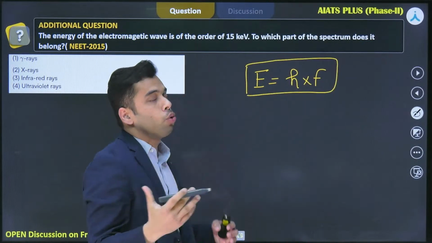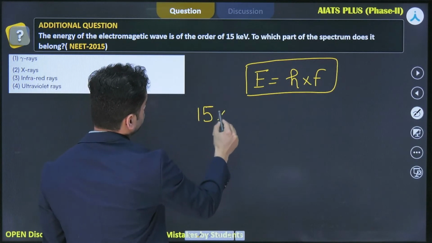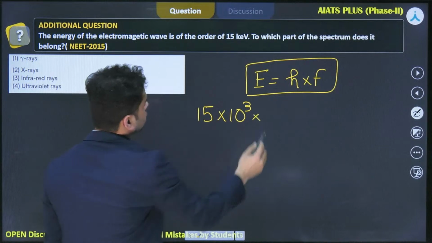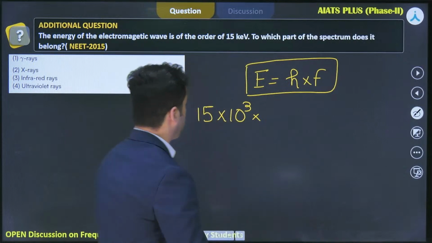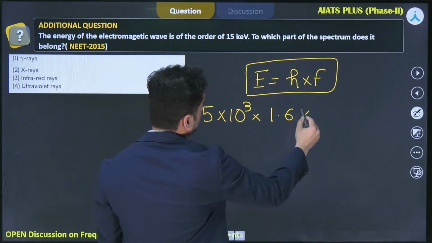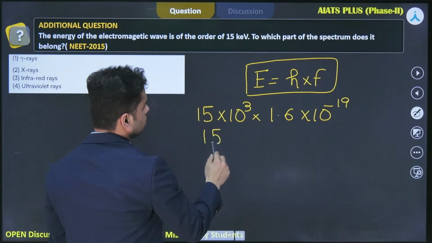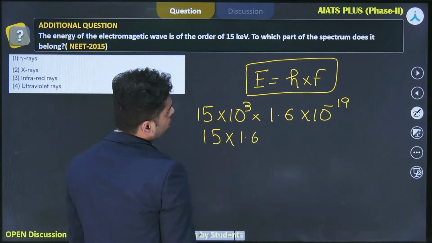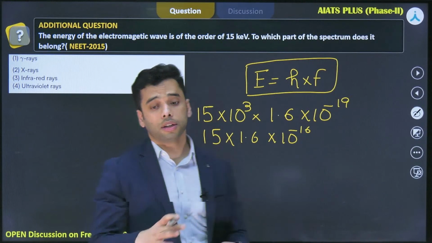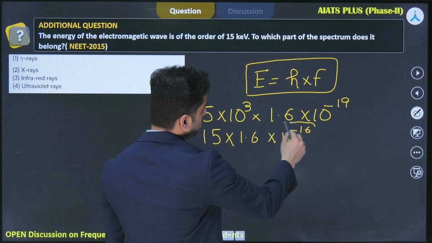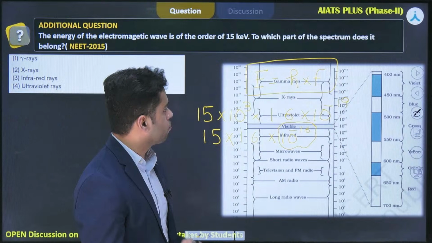Now the energy given to you in the problem is 15 kilo electron volt. So 15 into 10 raised to the power 3, and 1 electron volt is equal to 1.6 into 10 raised to the power minus 19 joules. So 15 into 10 raised to the power 3 into 1.6 into 10 raised to the power minus 19 joules. If I try to get the order, it is 15 into 1.6 into 10 raised to the power minus 16. So the order is 10 raised to the power minus 16. Now, let's have a look at the spectrum.